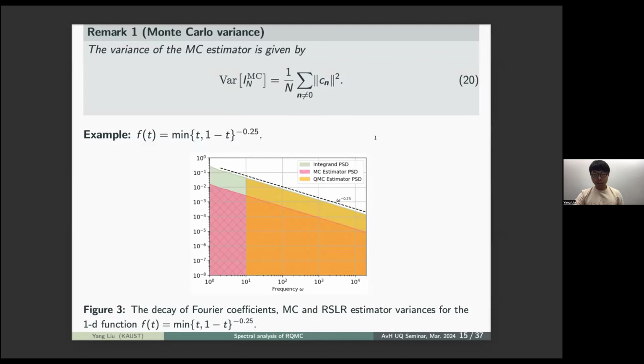In the case of Monte Carlo, which is this pink color in the plot, the norm squared Fourier coefficients decay with 1 over n for all these integer frequencies except the origin. So this is plotted as this pink color in this plot. And for the lattice rule, when you increase n, the lattice rule will discard some of these frequencies. So this orange color is actually an upper bound for this RSLR estimator variance. So this is how the Monte Carlo and quasi-Monte Carlo behave differently in this spectral domain.